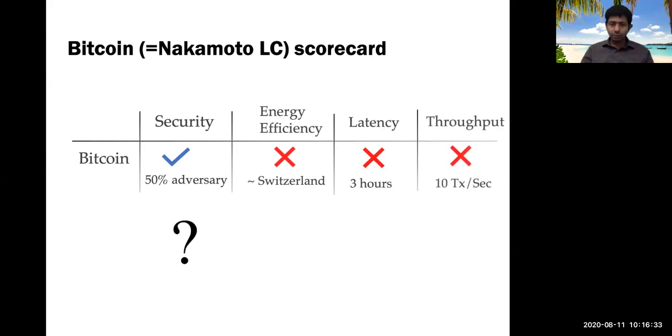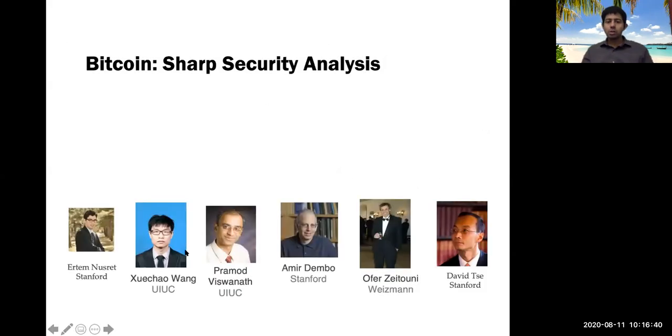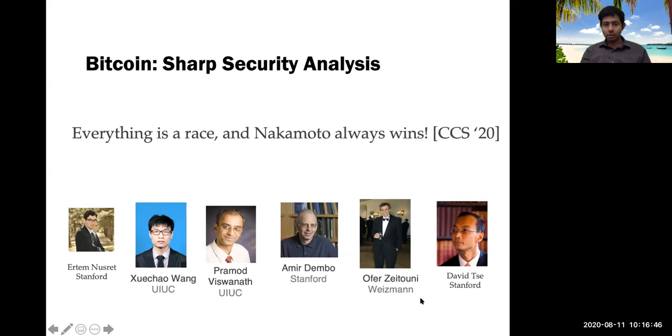But really, is this security claim true? That's what I'm going to re-examine now. This is based on our recent work where we try to do a sharp security analysis. The paper is titled somewhat in a tongue-in-cheek way. It's called "Everything is a Race and Nakamoto Always Wins." This will appear in this year's CCS, and it is joint work with the collaborators listed here.